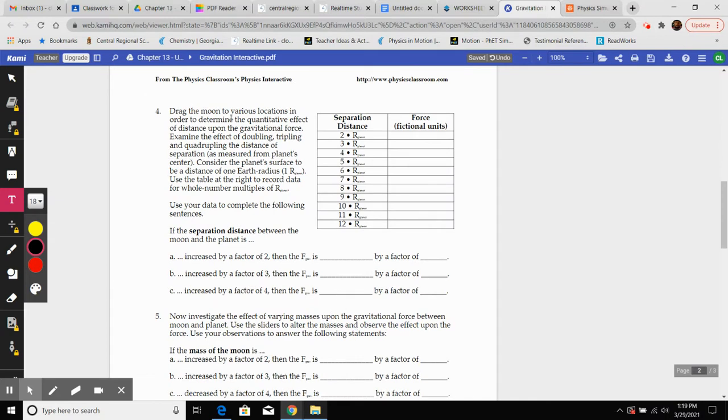All right, so now we got to drag the moon to various locations in order to determine the quantitative. So the quantitative, we want some numbers now. We want to see the effect of the distance on this gravitational force. So we're going to examine the effect of doubling, tripling, quadrupling the distance of separation as measured from the planet's centers. So consider the planet's surface to be a distance of one Earth's radius, one R planet. Use the table at the right to record data for whole number multiples of R.